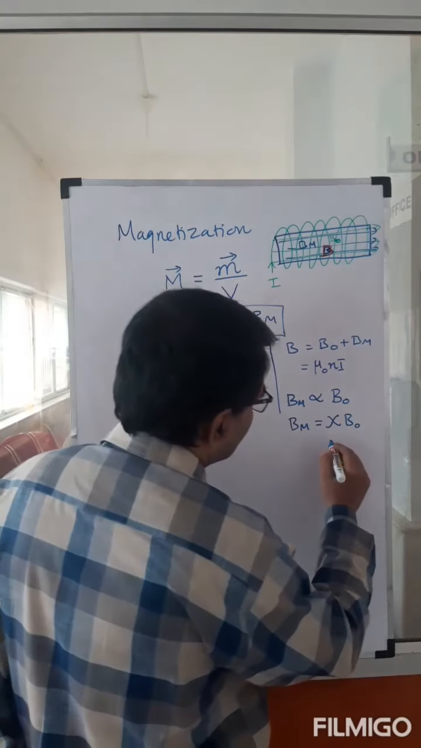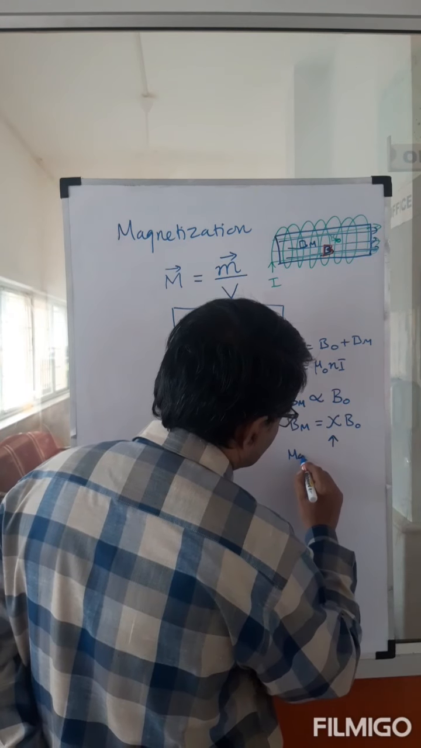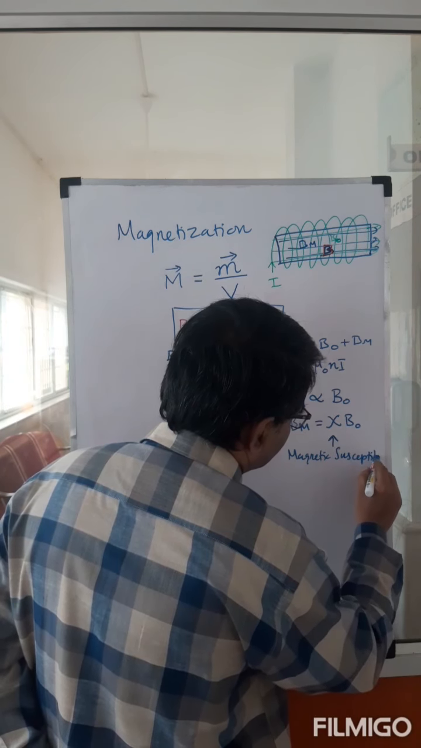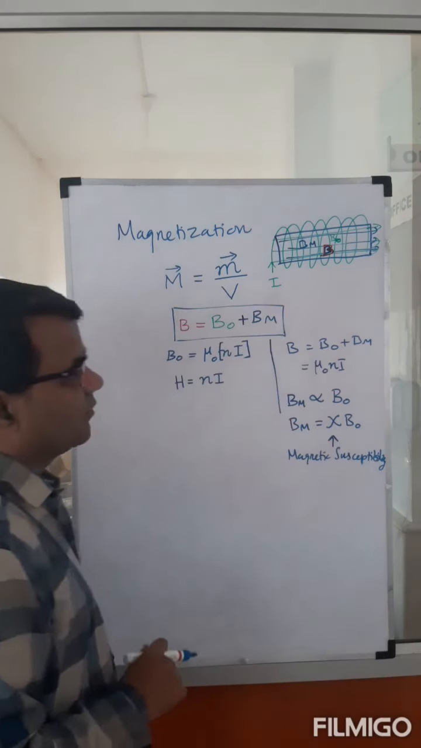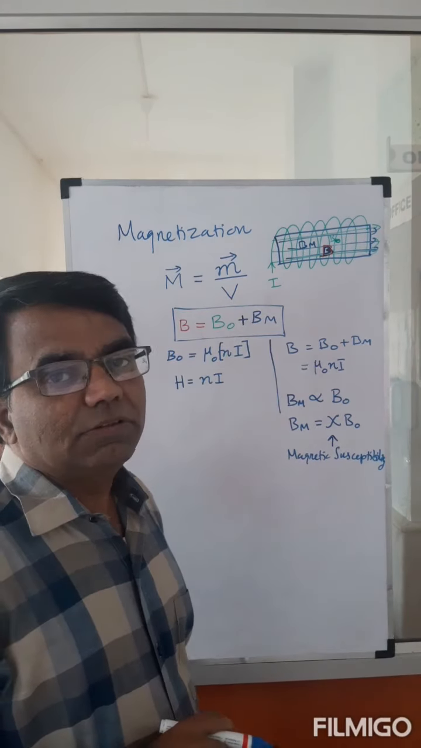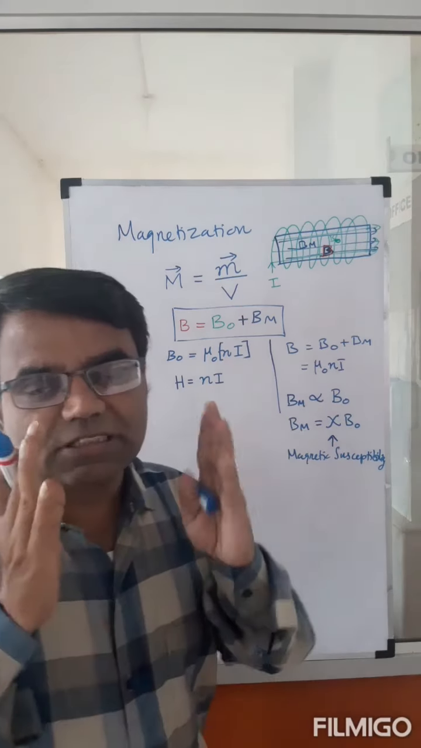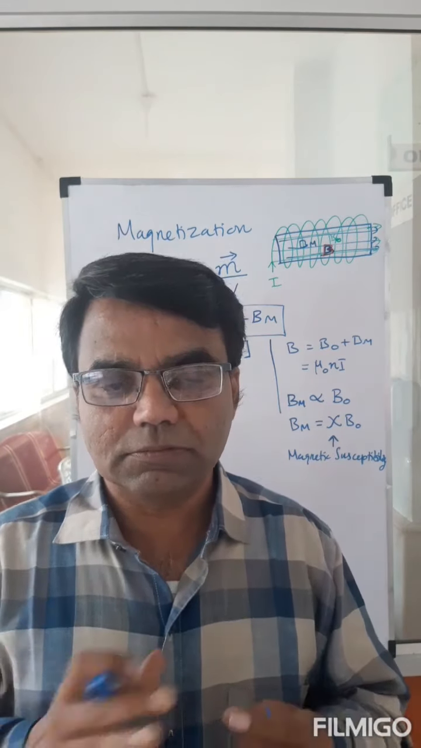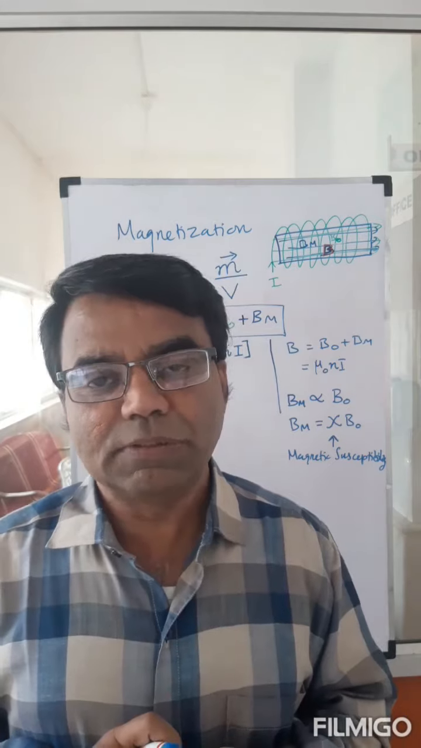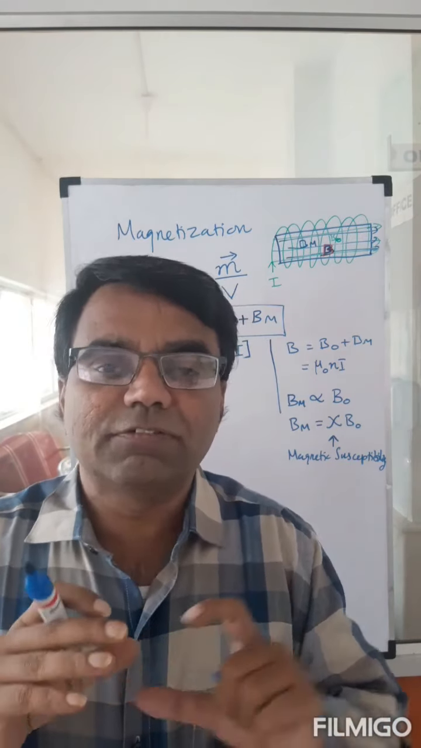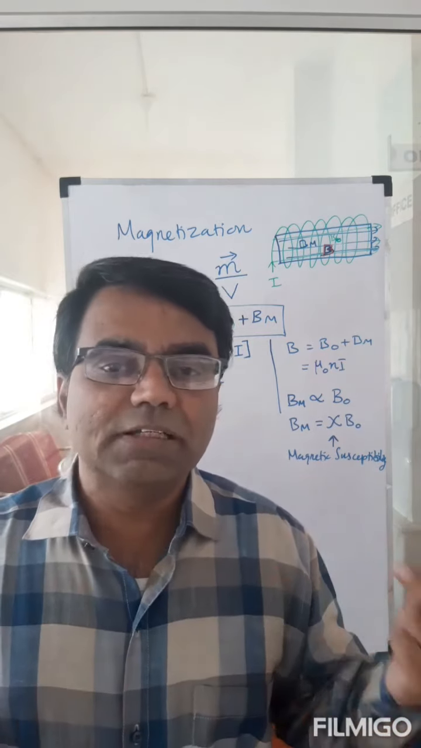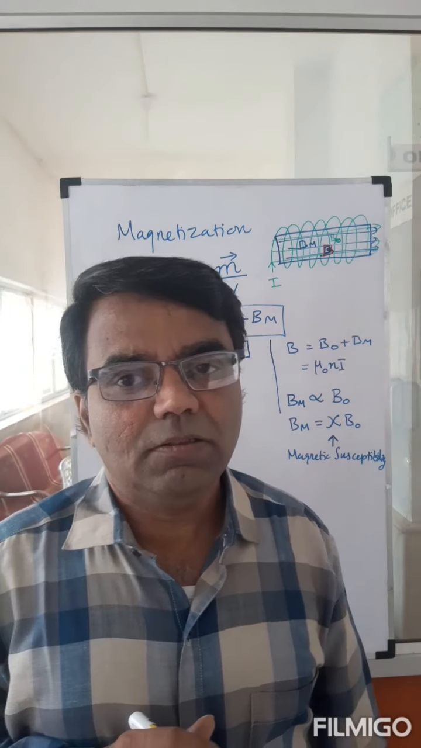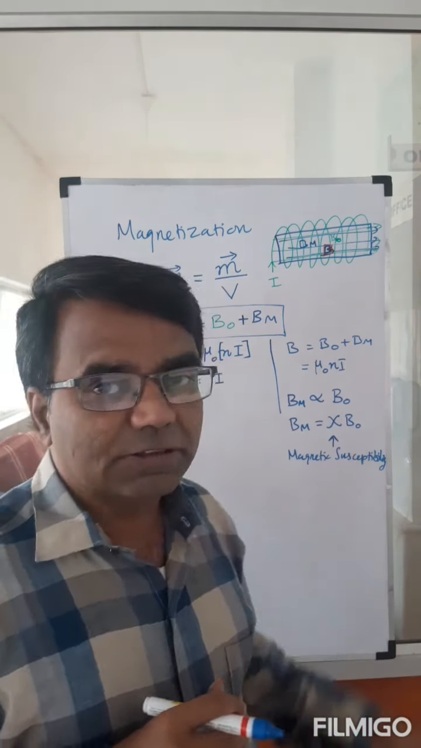I call this psi the magnetic susceptibility of the material. So this depends on the material. Different materials may have different susceptibilities. Some may get magnetized very quickly, even for a very small amount of current, the magnetization could be great. And some may require a lot more current to flow through this one. Okay, so this is what it is.